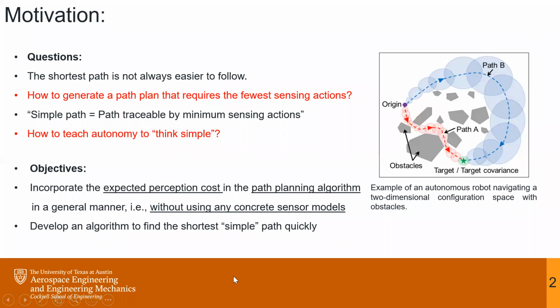Several sensing actions require high computational efforts and long processing times. The increase in computation also implies increase in energy consumption. Considering these downsides of performing frequent sensing actions, the main objective of this research is to incorporate the expected perception cost in the path planning algorithm in a general manner. By a general manner, I mean without using any concrete sensing model. The second objective is to develop a numerical algorithm to find the shortest but simple paths quickly.